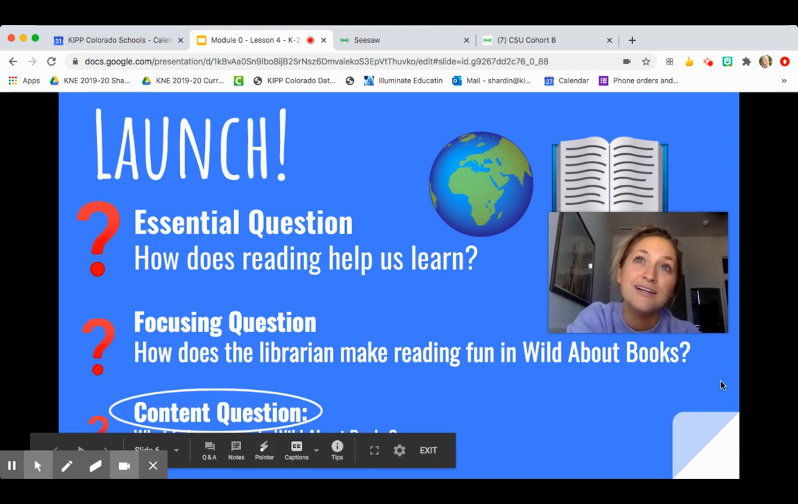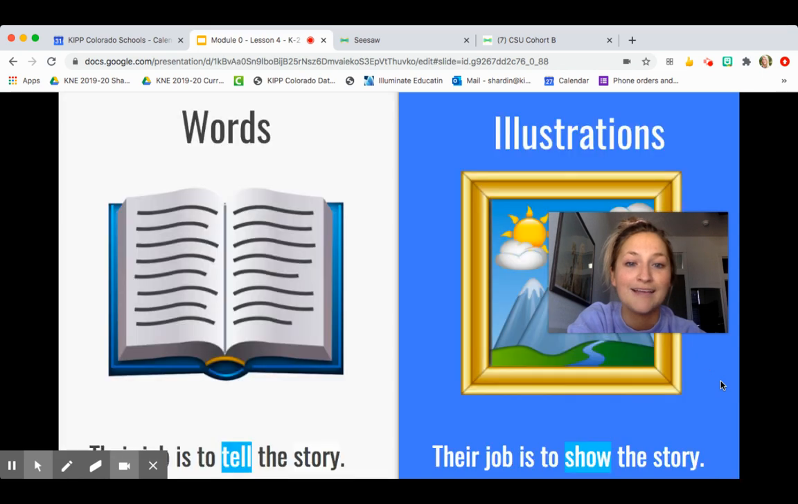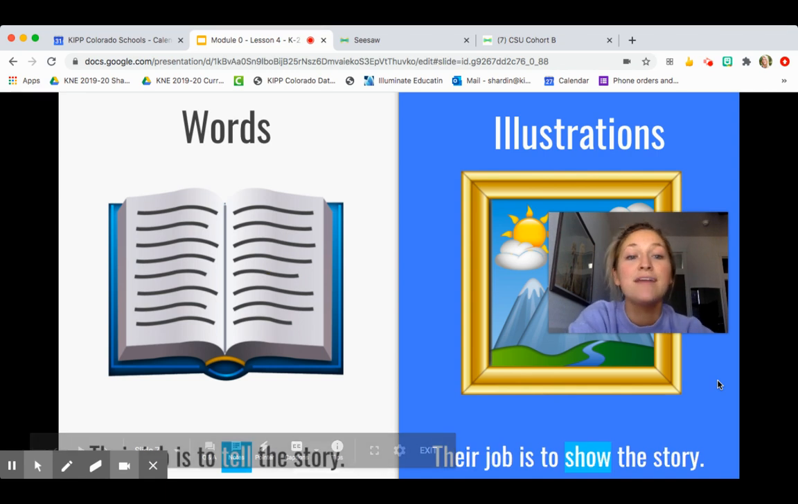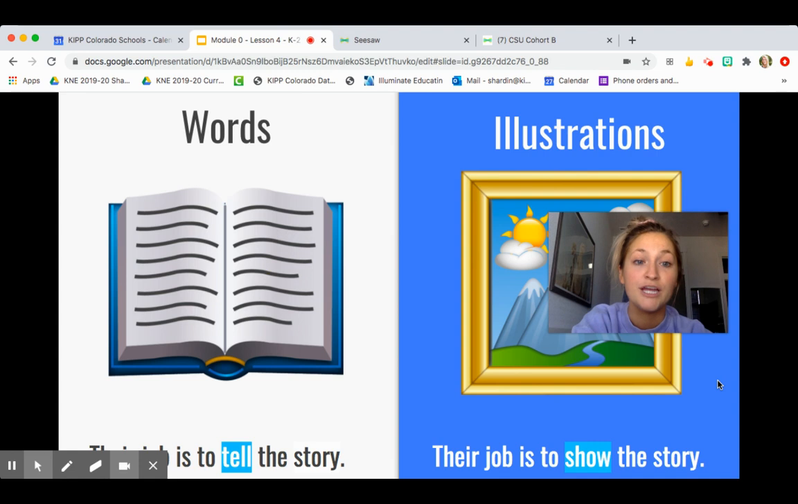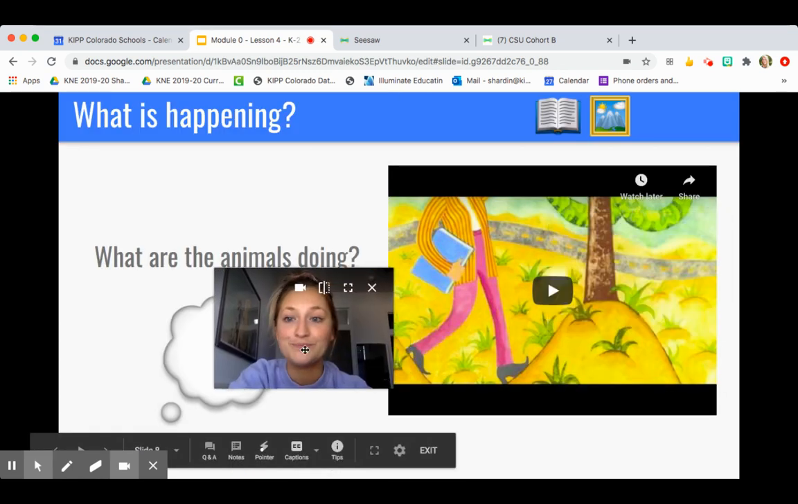And now this is about our 5th or 6th or 7th day talking about Wild About Books, so you probably already have a pretty good idea of what's happening in the story. We're just going to narrow that focus down a little bit and make sure that we can share our ideas about what is happening. So if you remember, the words in the story tell us what is happening, and the illustrations in the story show us what is happening. So today we're going to be looking at the words and the illustrations to come up with an idea of what the story is all about.